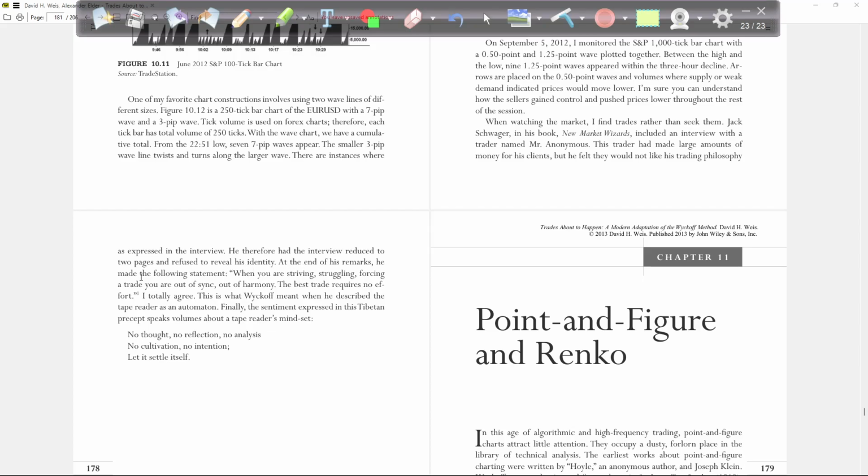At the end of his remarks, he made the following statements: when you are striving, struggling, forcing a trade, you are out of sync, out of harmony. The best trade requires no effort. I totally agree. This is what Wyckoff meant when he described the tape reader as an automaton. Finally, the sentiment expressed in this Tibetan precept speaks volumes about the tape reader's mindset: no thought, no reflection, no analysis, no cultivation, no intention. Let it settle itself.